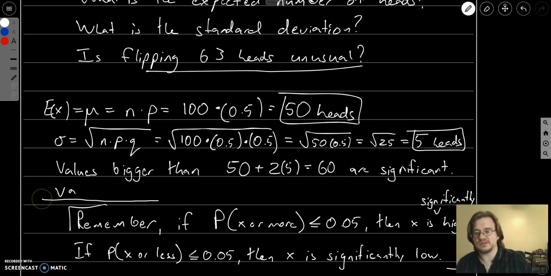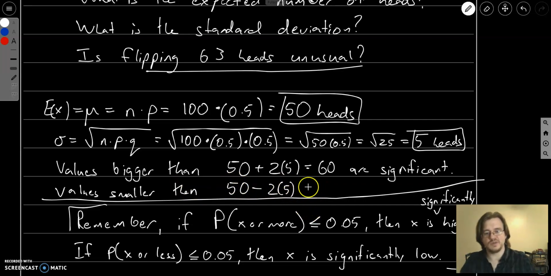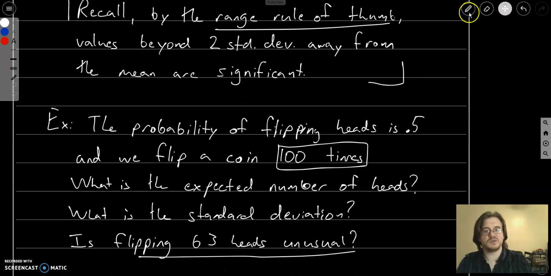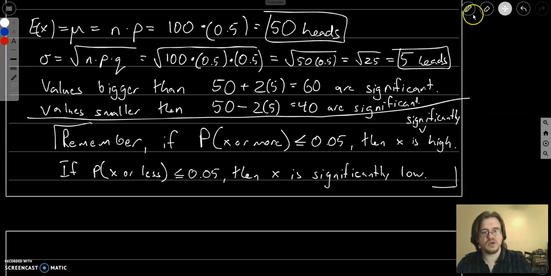Likewise, we could go the opposite way. Let me draw a line to separate this out. I'm running out of space here. Values smaller than 50 minus 2 standard deviations. So if we go 2 standard deviations below the mean, these would be significant, as in significantly low. So this is just using our rule of thumb, which corresponds to how many standard deviations away we are from the mean. The other way, which will come up a little bit in the homework, is we look at probabilities of something happening.